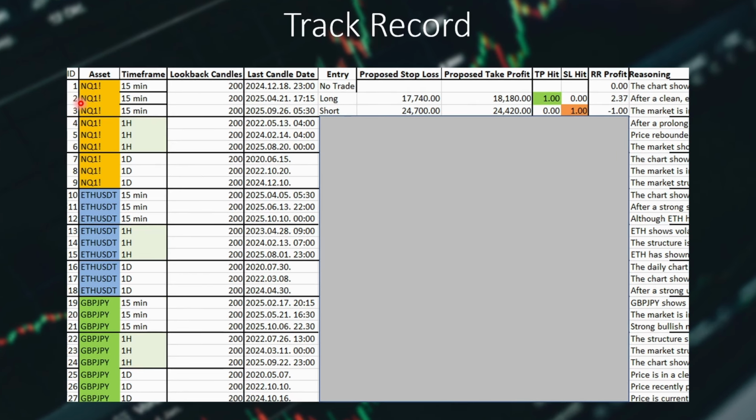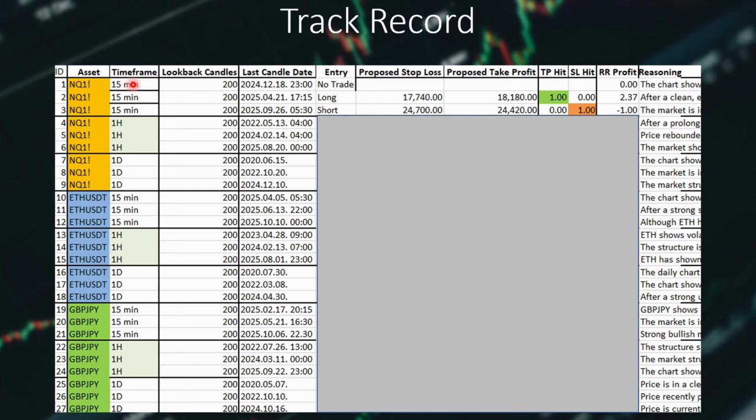So I wrote up the asset, the time frame, the lookback candle number, the last candle date, if it was a long or short or a no trade, the proposed stop loss, the proposed take profit, if it was a take profit hit or a stop loss hit, and the profit according to the risk-reward ratio.